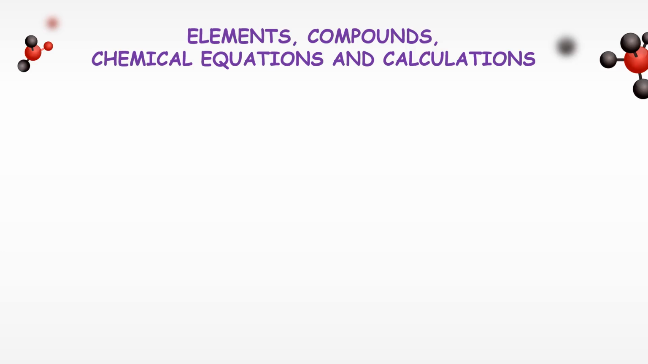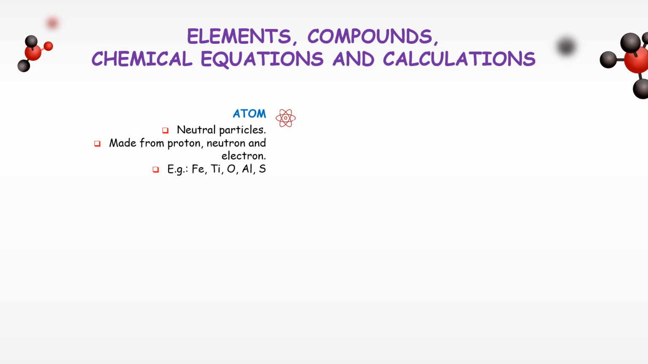In this video, we are going to learn more on the elements, compounds, chemical equations, and calculations. Before we proceed further with this topic, we have to understand first the terms given here. For example, we have atom. What is atom? Atom is a neutral particle made from proton, neutron, and electron. An example here we have iron, titanium, oxygen, aluminum, and sulfur.